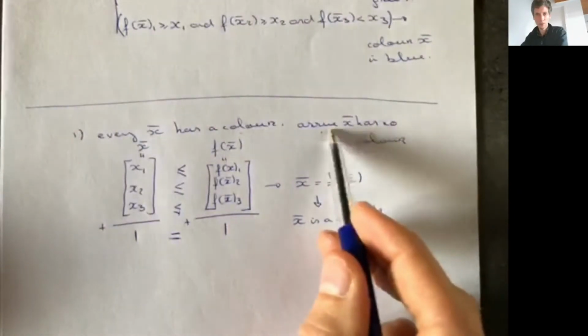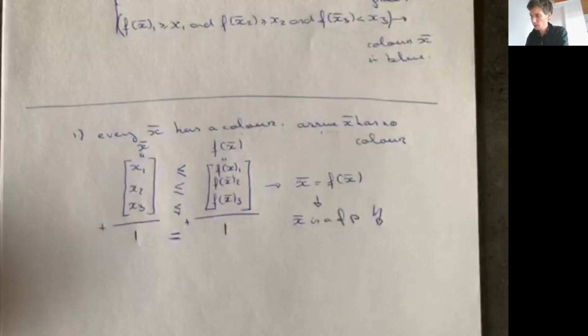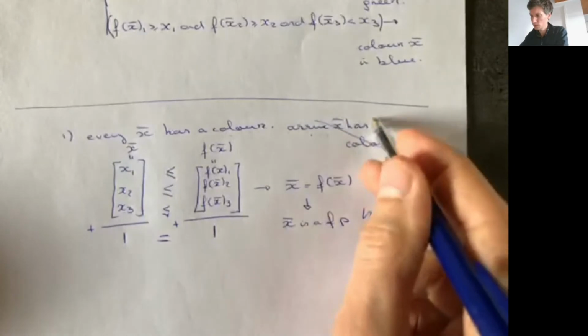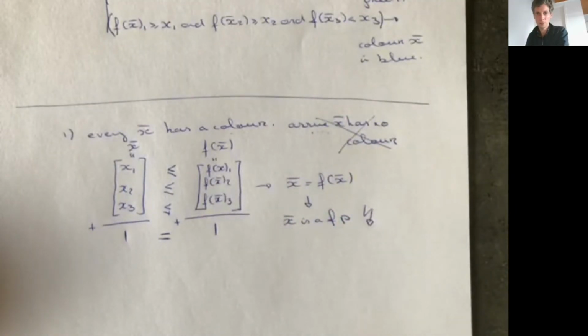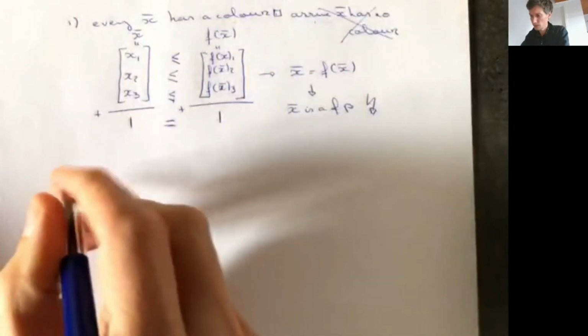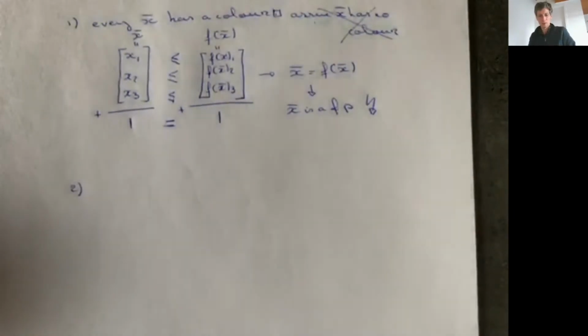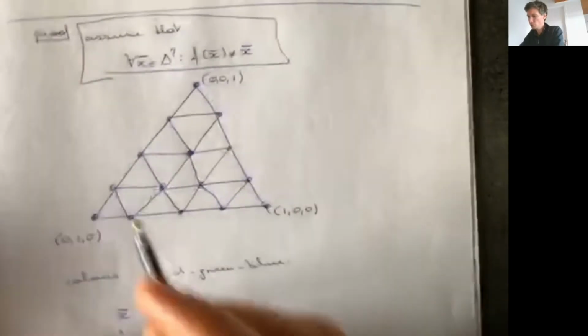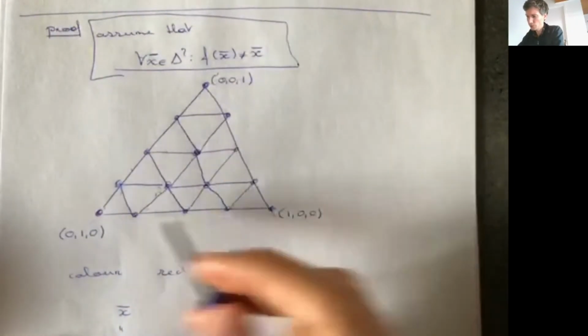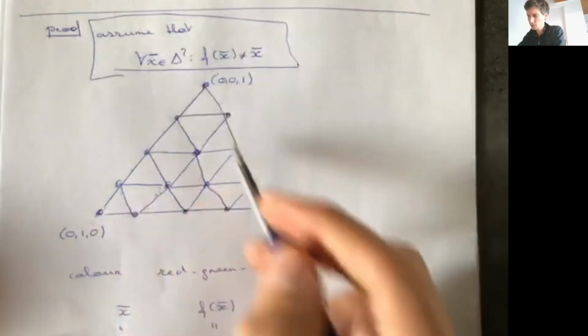Okay, so this claim here that x has no color has to be false. Okay, so every x has a color. This shows this theorem. Okay. Next, we have to show that these 3 points have different colors.